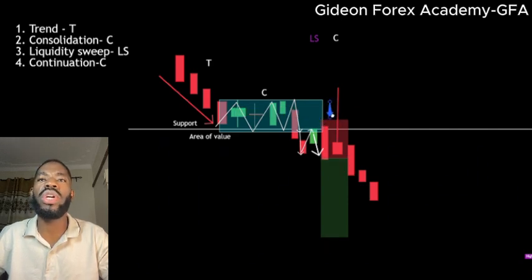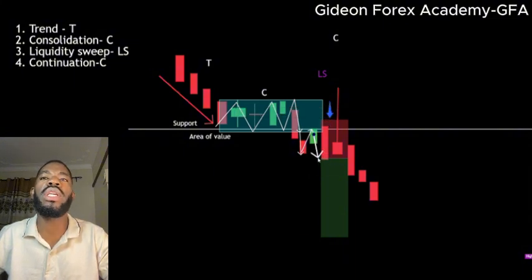The wise trader would wait for a liquidity sweep. Now that is where it gets interesting. So don't be like the 99% who put their stop loss immediately here and immediately sell after a break and retest.